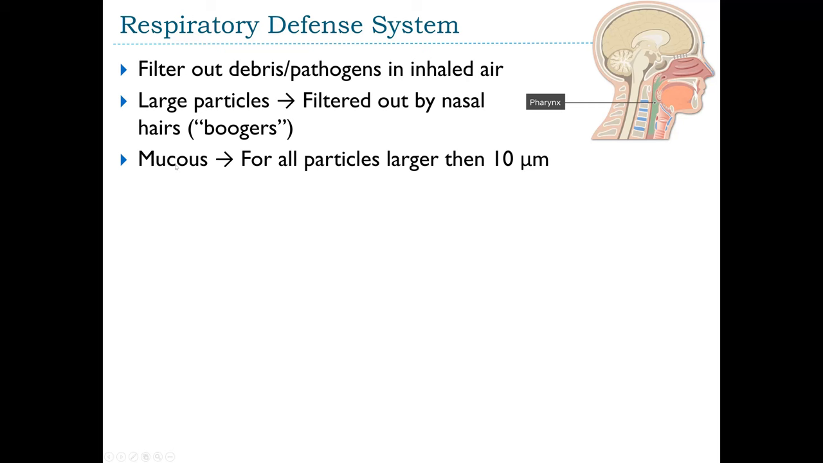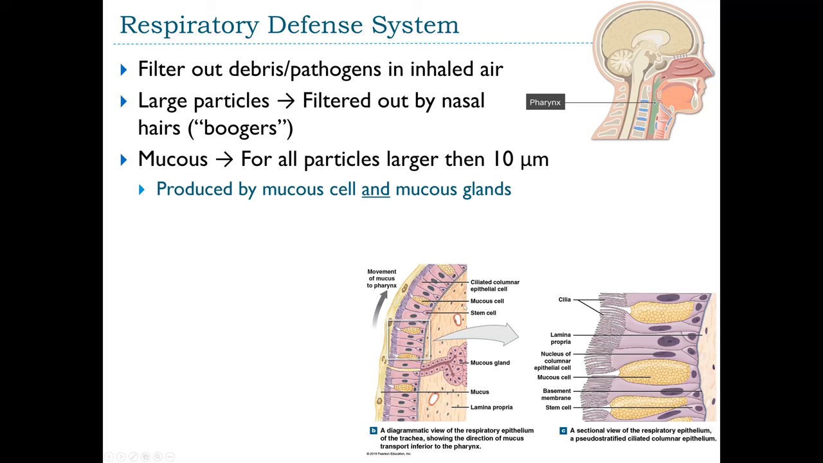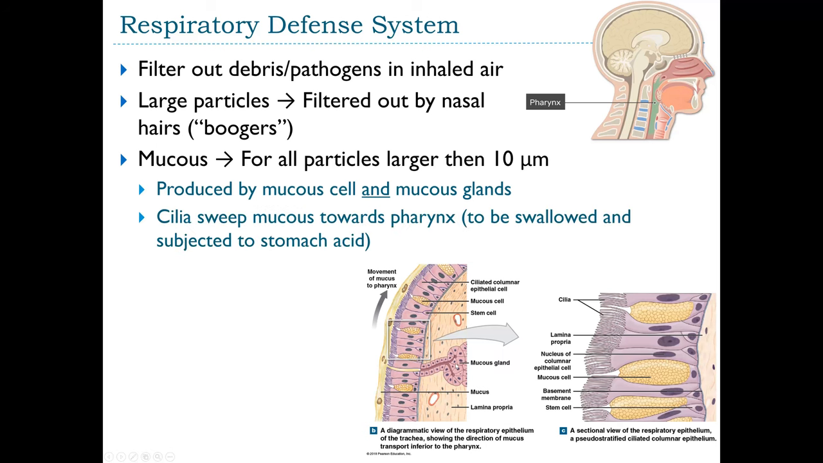And then the mucus is going to trap all particles that are larger than 10 micrometers. And the mucus, as I mentioned earlier, is produced both by the mucus cells embedded in the epithelial cells and the mucus glands in the upper respiratory system. And so here's a picture again that we saw on the previous page where you can see that you do have mucus cells that are in between the columnar cells, and then in the upper respiratory system you also have mucus glands. So the cilia on the epithelial cells do help to sweep the mucus toward the pharynx.